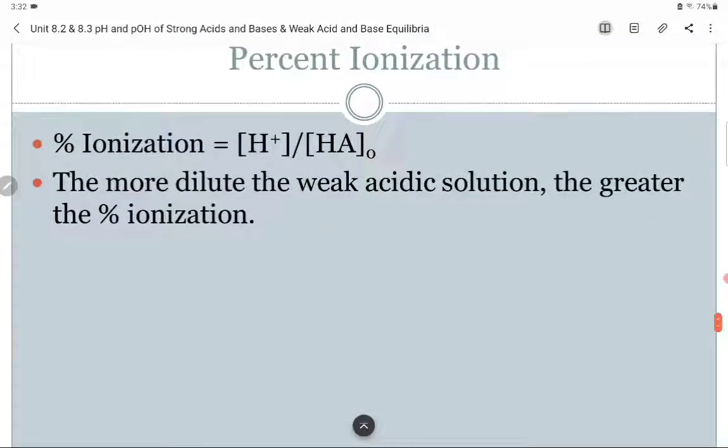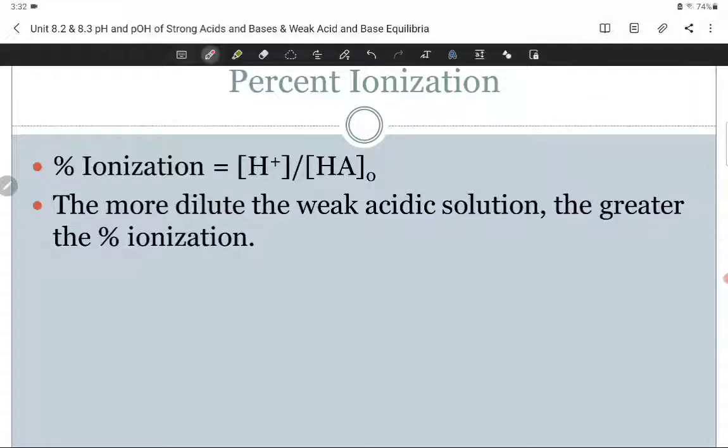Okay, percent ionization. All these percents are the same. It's the part that we're interested in divided by the total. This means the initial concentration of the weak acid, and this would be the H positive that we could have determined using an ICE table or pH. We're going to prove this, but you could memorize it too if you wanted to. But the more dilute the weak acid, the more it will break up into its ions.